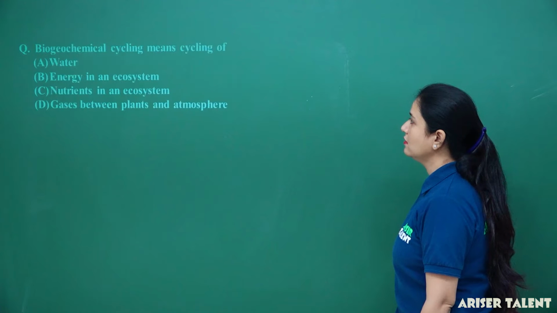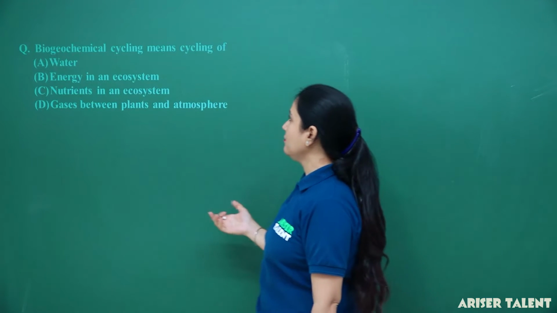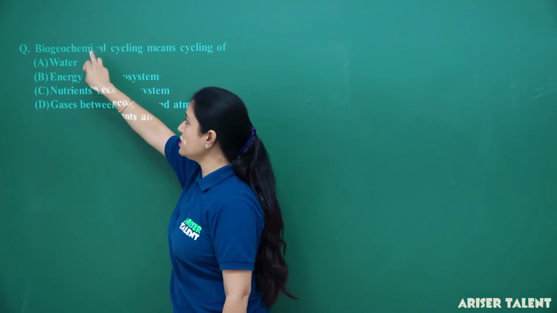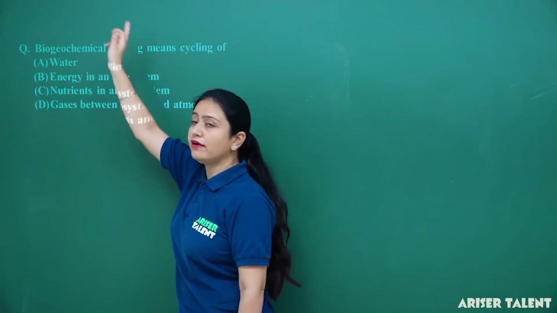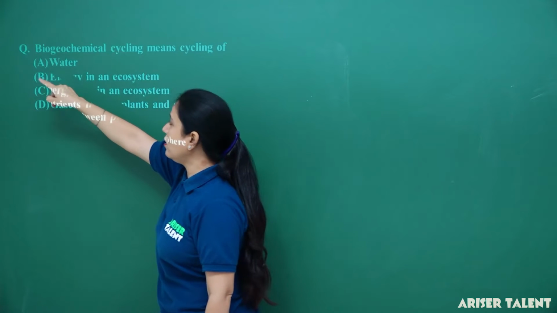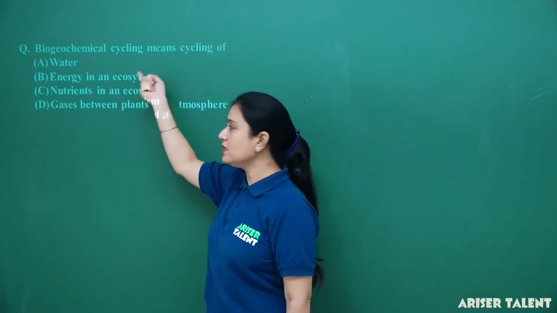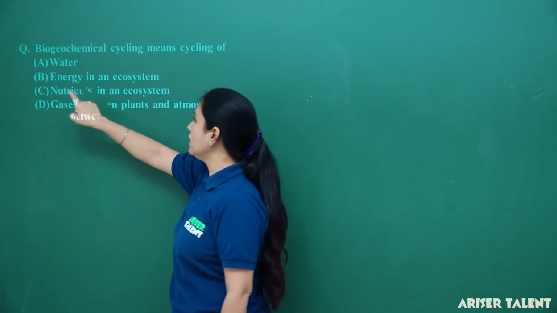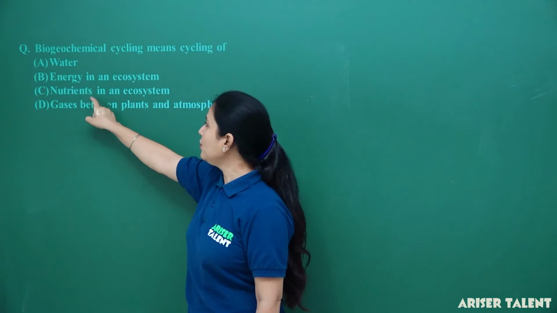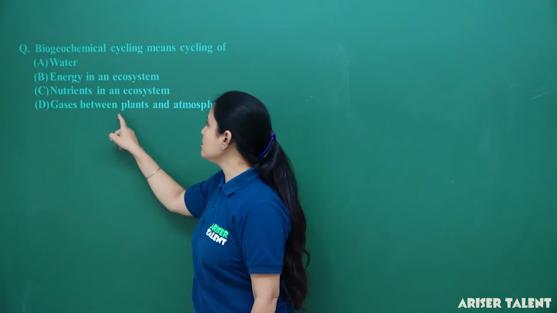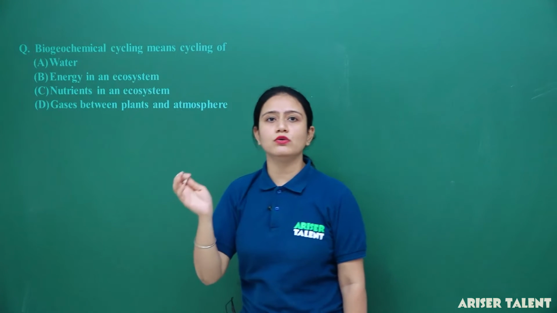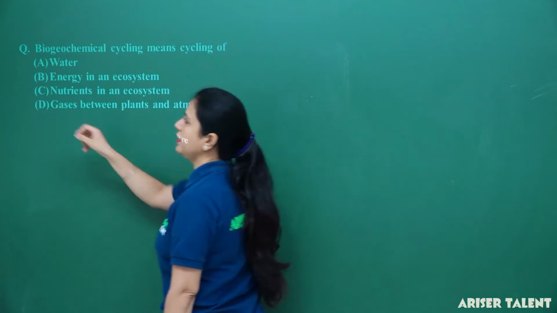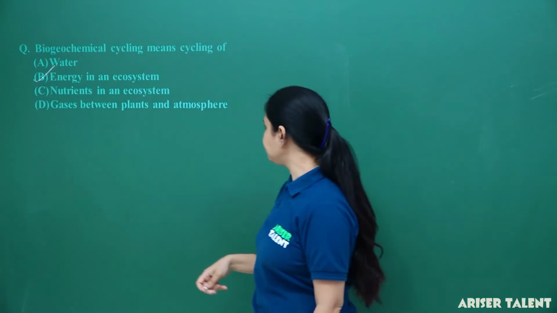Next is, biogeochemical cycling means cycling of what? Generally we know a biogeochemical cycle means nutrients which are present in the earth are recycled by living organisms. That is known as a biogeochemical cycle. And it means cycling of what? Water, not only water, but energy in an ecosystem, nutrients in an ecosystem, and gases between plants and atmosphere. So, option B is the correct answer.